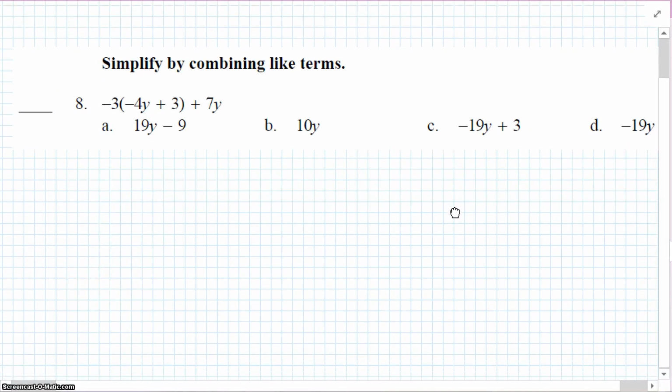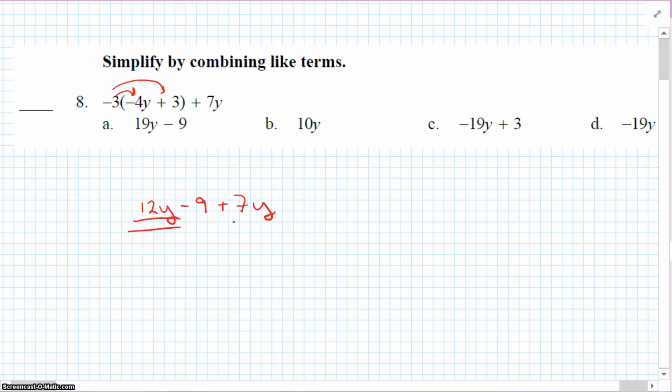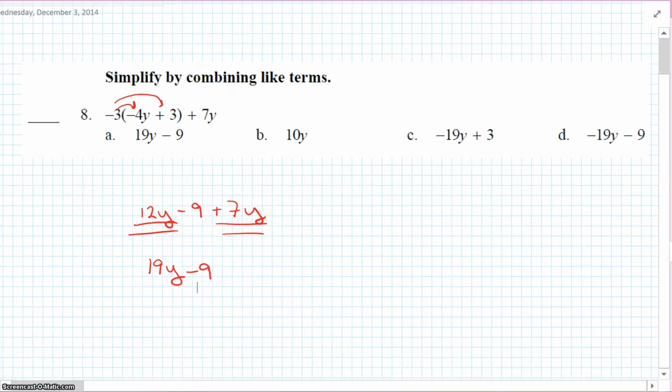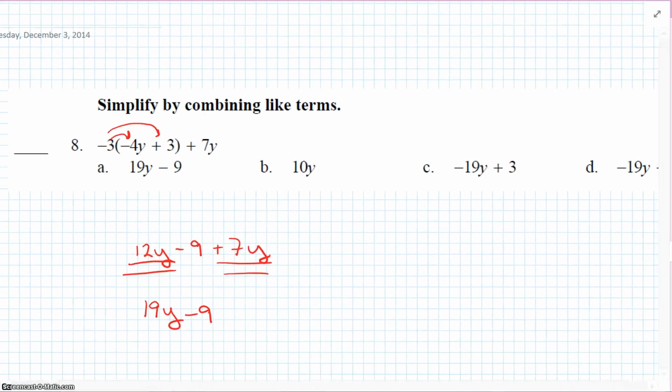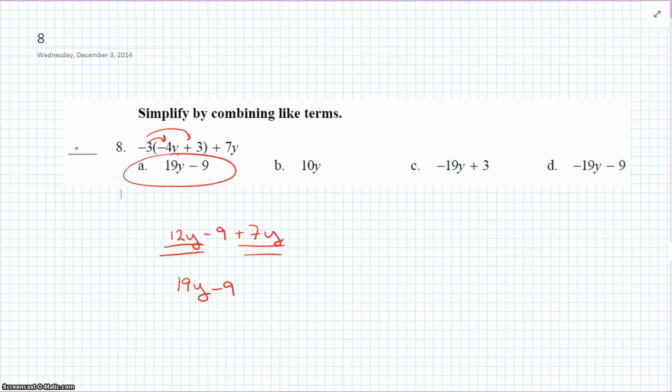8. Combine like terms. So step 1, let's distribute that negative 3 because it's on the outside of the parentheses. So it's going to become 12y minus 9 plus 7y. Well, I got like terms with the y's, so sum them. So I'm going to get 19y minus 9. Okay, 19y minus 9. So the answer in this case would be A.